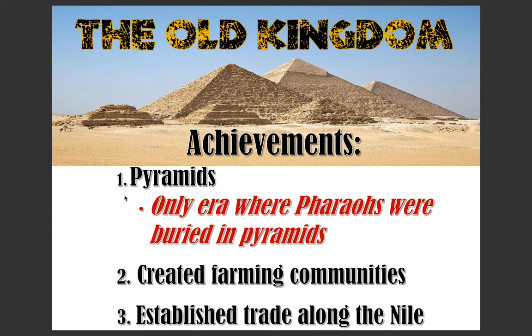But the Old Kingdom, so only a very small portion of ancient Egyptian history, is when there were actually pyramids being built. So the pyramids were only built during the Old Kingdom. They were built as tombs for pharaohs, and it was the only era during the ancient Egyptian time periods where pharaohs were actually buried in these pyramids. So the pyramids are kind of an anomaly.